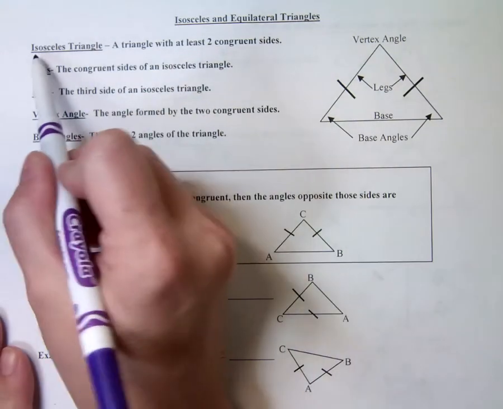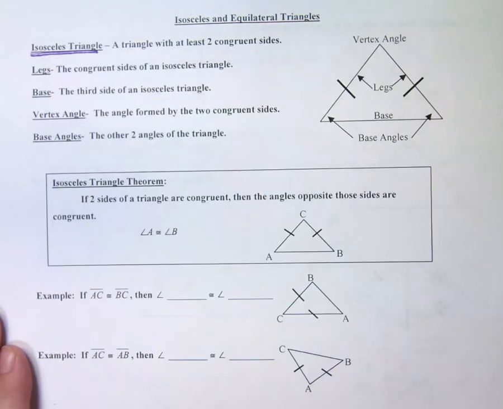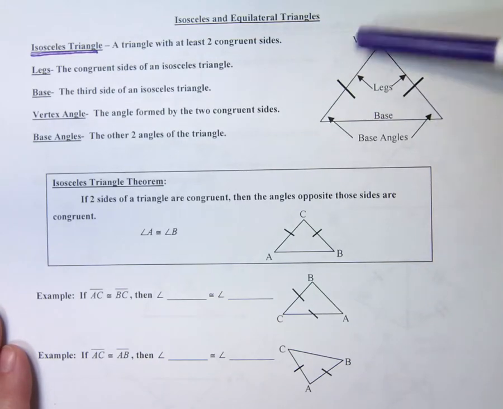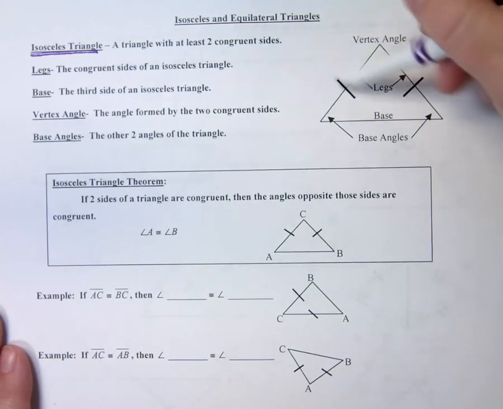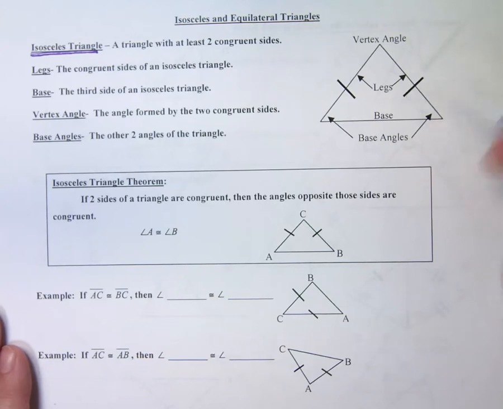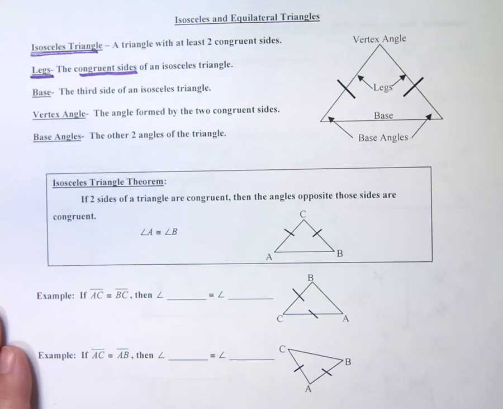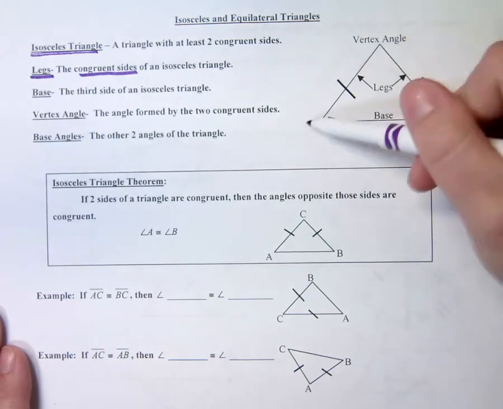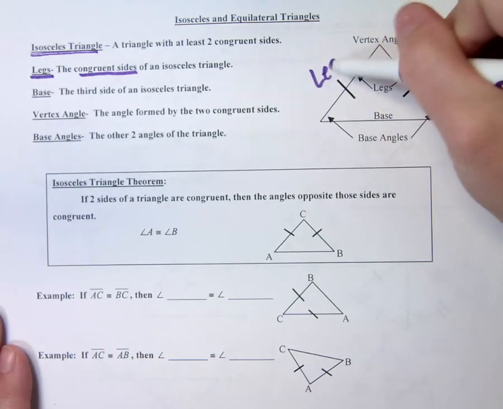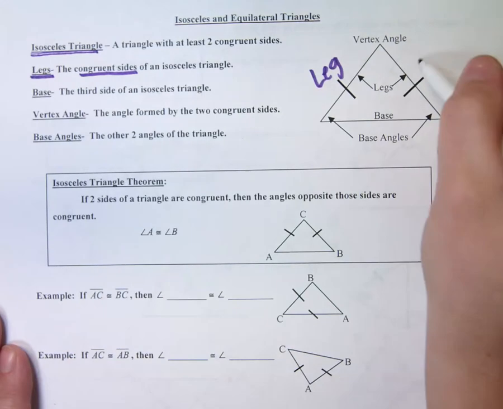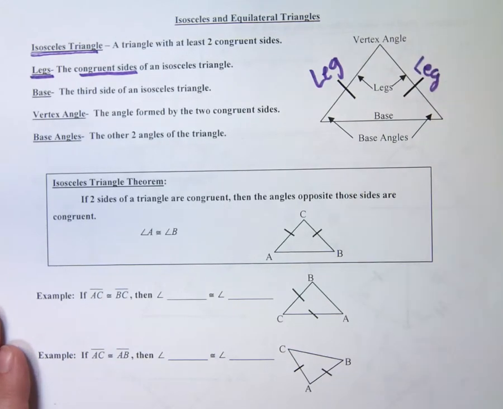Okay, vocabulary. An isosceles triangle. We already know what that is. It's a triangle where at least two sides are congruent. So I know this triangle over here is isosceles because this side is congruent to this side. Okay, the legs. Those are the congruent sides. So this side here is called a leg, and this side here is called a leg. Whatever your congruent sides are, those are your legs.